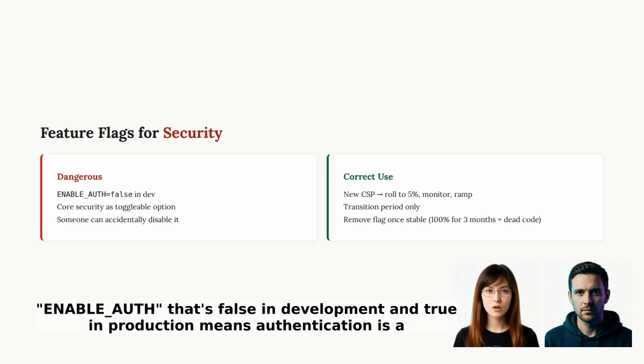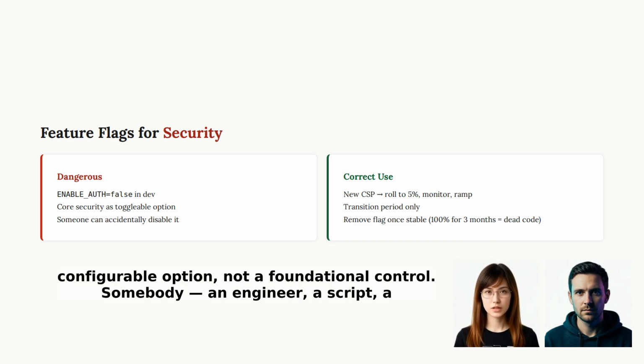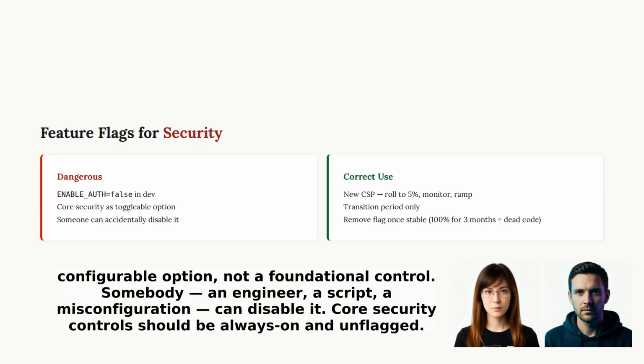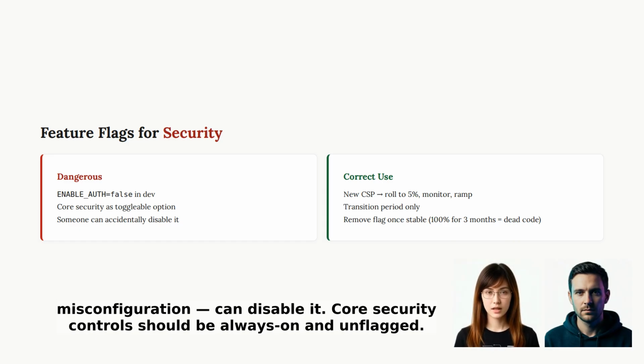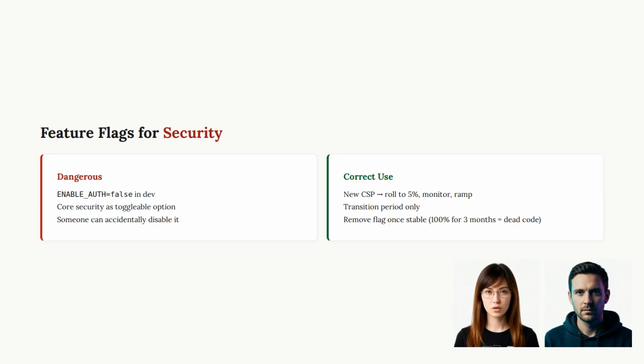A flag called enable auth, that's false in development and true in production, means authentication is a configurable option, not a foundational control. Somebody, an engineer, a script, a misconfiguration, can disable it. Core security controls should be always on and unflagged. Authentication, authorization, encryption, audit logging, these are not features you toggle.